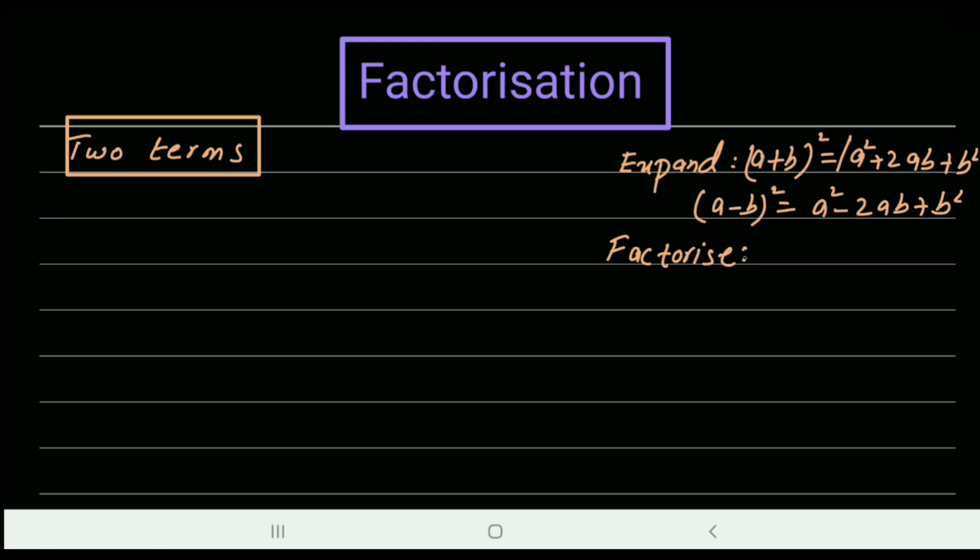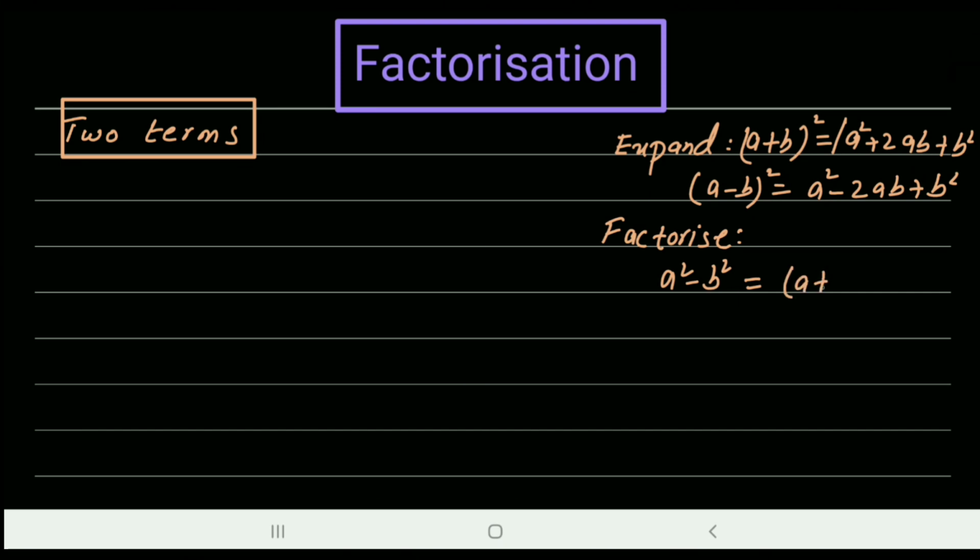So in factorization there is one more identity, a square minus b square. You can see that this is without brackets, so you have to introduce brackets here, like a plus b into a minus b. So there is a difference between these three identities. A plus b whole square and a minus b whole square are the identities of expandation, and a square minus b square is the identity of factorization. So first of all we will discuss two terms factorization.